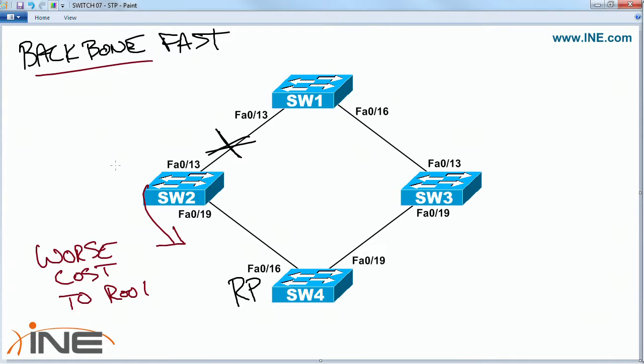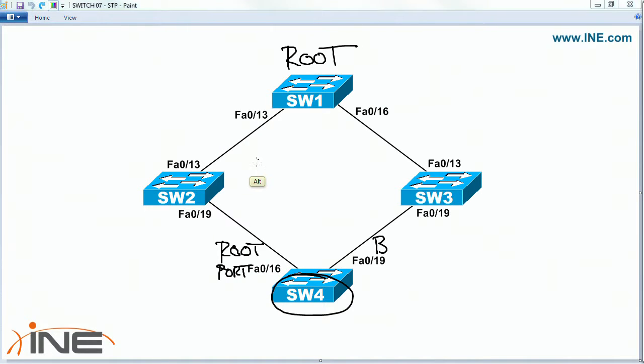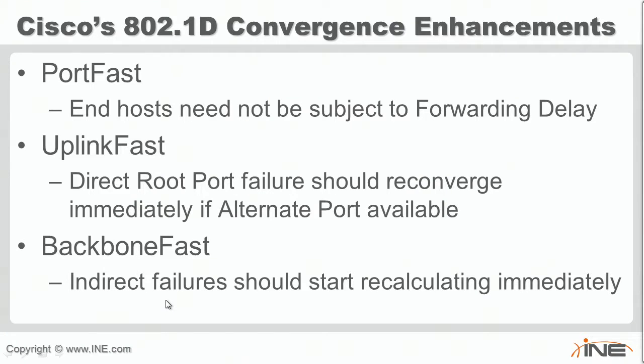The key with backbone fast is that if you hear these advertisements, a worse cost, start to come in your root port, it tells the switch that a failure happened somewhere upstream. So it didn't happen directly on my connected interface, it happened on someone else's interface multiple hops upstream. So you basically immediately set the max age to 0 and then go through the listening and learning phases again. The problem with this one is that it only saves you that maximum age timer. So it gets your convergence from about 50 seconds down to 30 seconds, but it's still fairly slow in terms of today's networks.